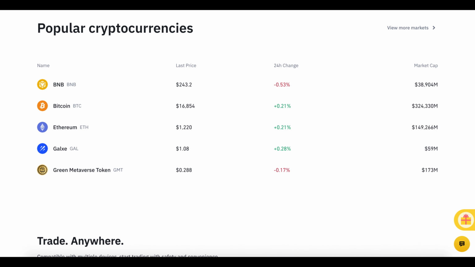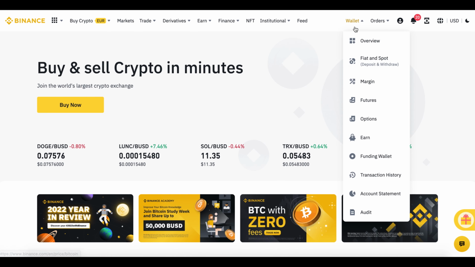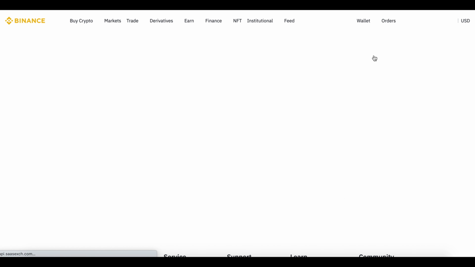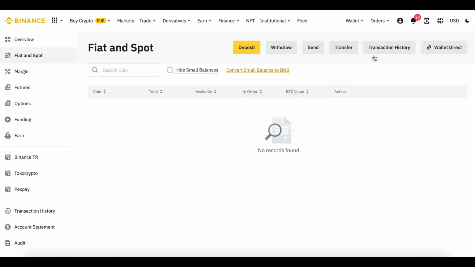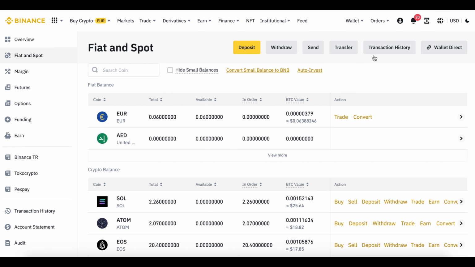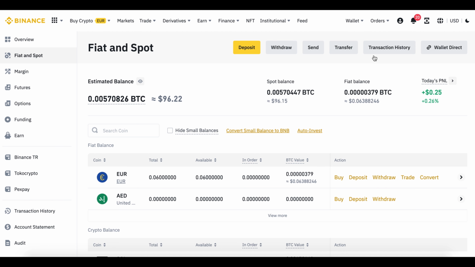Alright, now as usual, let's go and check my current balance for today. So we go back to my wallet, click on the spot. And as you see, I have here 96 USDT.